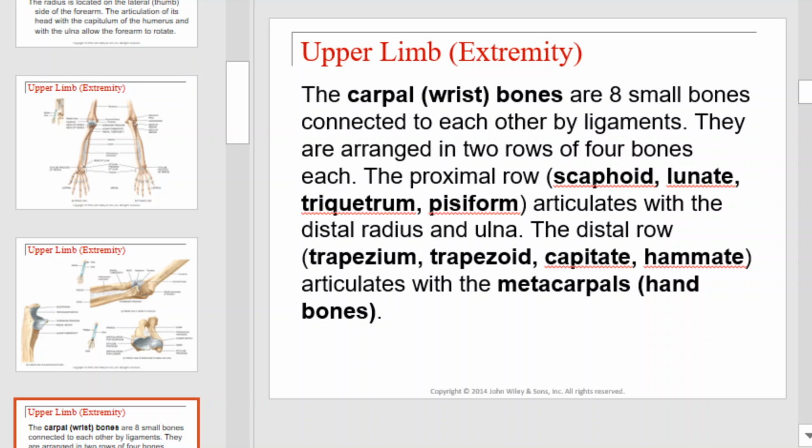The carpal or wrist bones are 8 small bones that connect to each other by ligaments. They're arranged in 2 rows of 4 bones. The proximal and distal rows of bones are listed for you here. These bones will also articulate with the metacarpals in the hands.